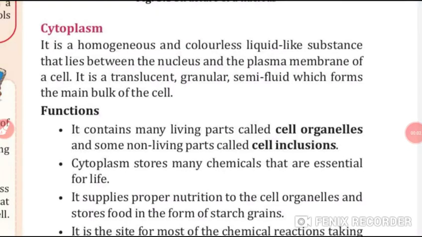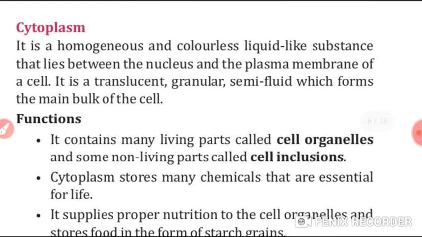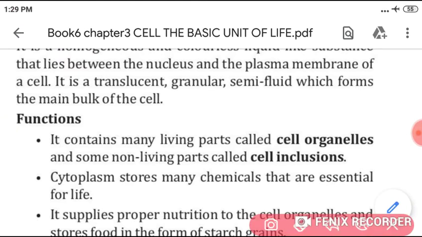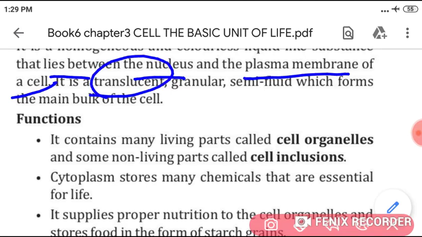Good morning, students. Let's continue our chapter number 3, cell, with the topic cytoplasm. Students, what is this cytoplasm? Cytoplasm is a homogeneous, colorless, liquid-like structure. And where is it found? It is found between the nucleus and the plasma membrane of the cell. Students, it is translucent, granular, semi-fluid.